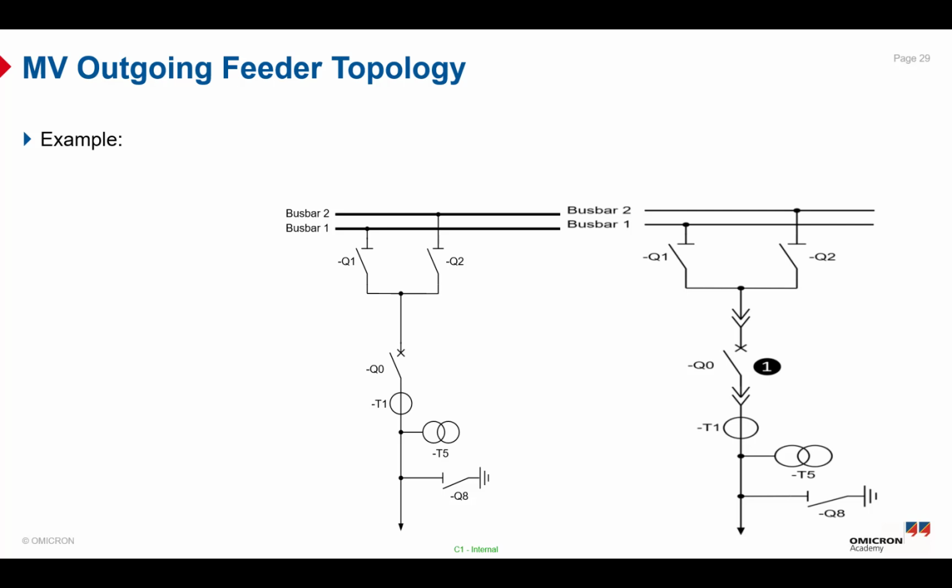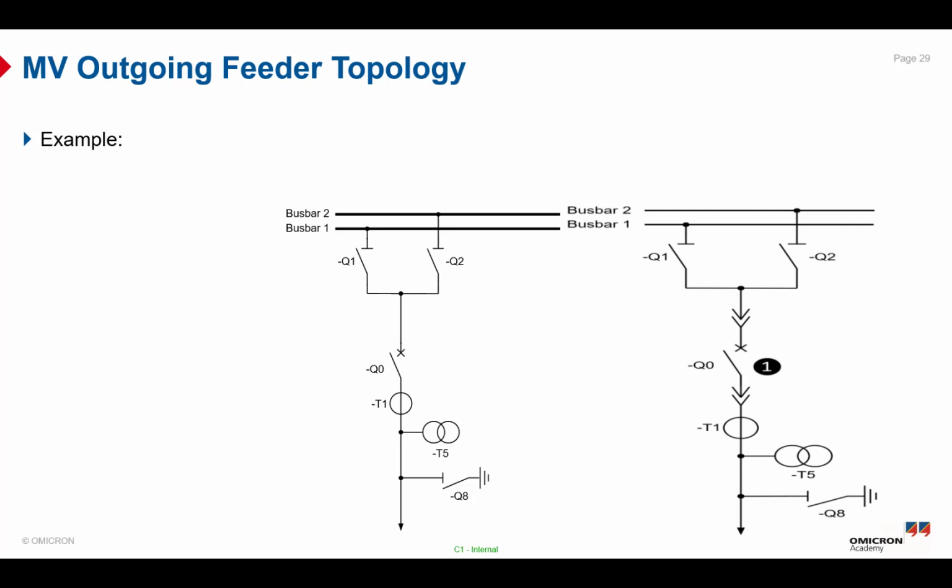So the basic structure of the medium voltage outgoing feeders, as you can see on the left, is the structure of the medium voltage feeder with the voltage transformer connected to the feeder, called T5. The T5 here is the voltage transformer connected to the feeder lines, and this VT can also be connected to the bus bar, as we will see.